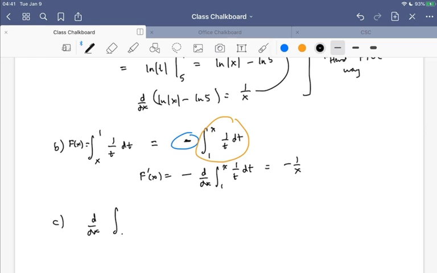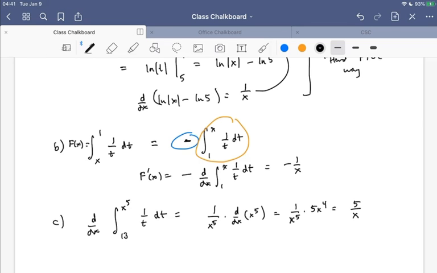There we had 13 to x to the fifth of 1 over t dt. And of course, your constants here may be slightly different. But in this case, it's just going to be 1 over x to the fifth times the derivative of x to the fifth by the chain rule. And a bunch of stuff cancels, and so we just happen to get 5 over x here.